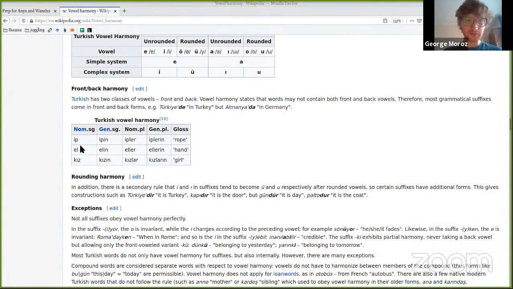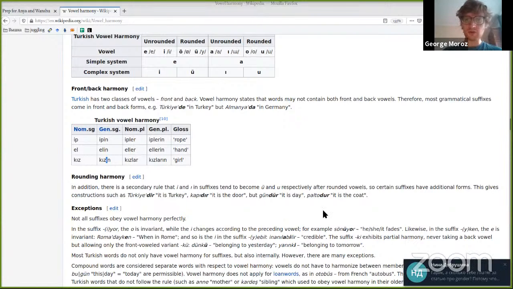We have three words: ip, rope, and el, that is hand, and kız, that is girl. The ending in genitive singular is in, because E is a front vowel, and I is a front vowel. So the vowel in the genitive marker is in. But since U is a back vowel, they have the ending un and not in.